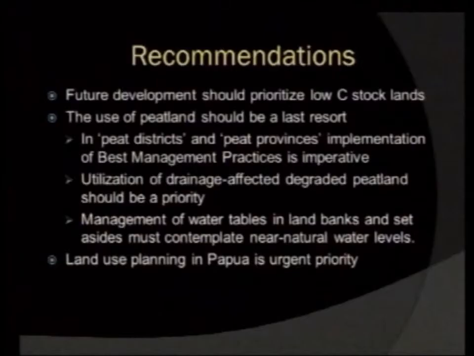So our recommendation is that future development should prioritize low carbon stock land because the data very clearly shows this. And the use of peatland should be a last resort. And in Indonesia, we have the term peat district because of the dominance of peat, and peat provinces like Riau. Then the implementation of best management practice is imperative.